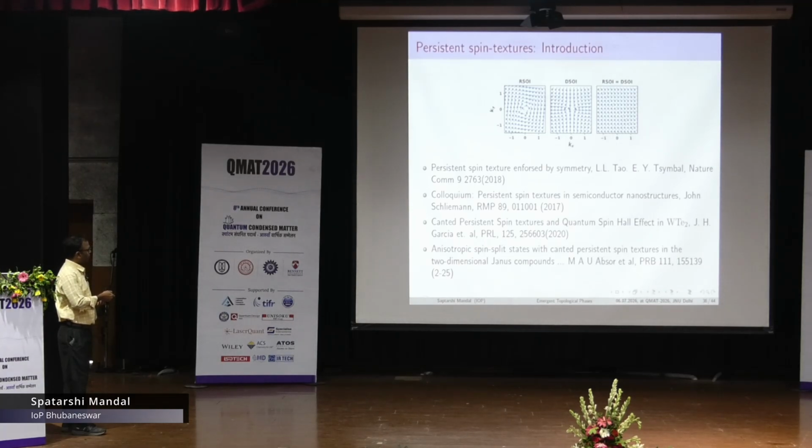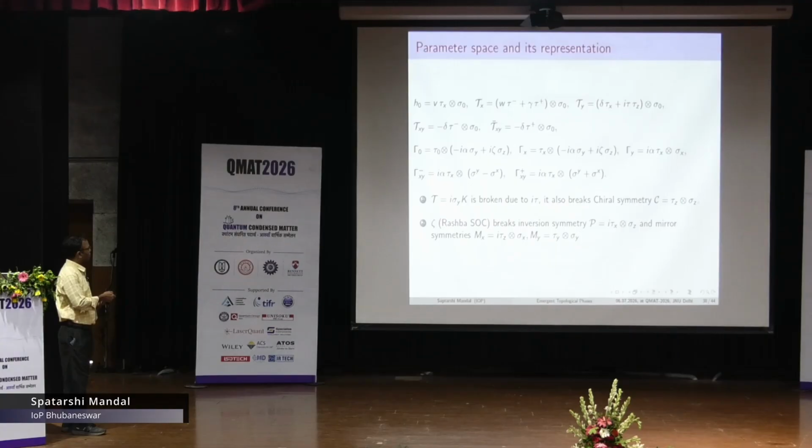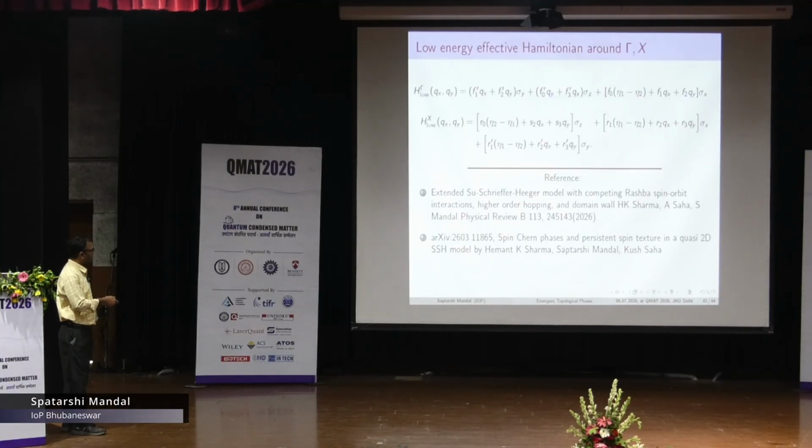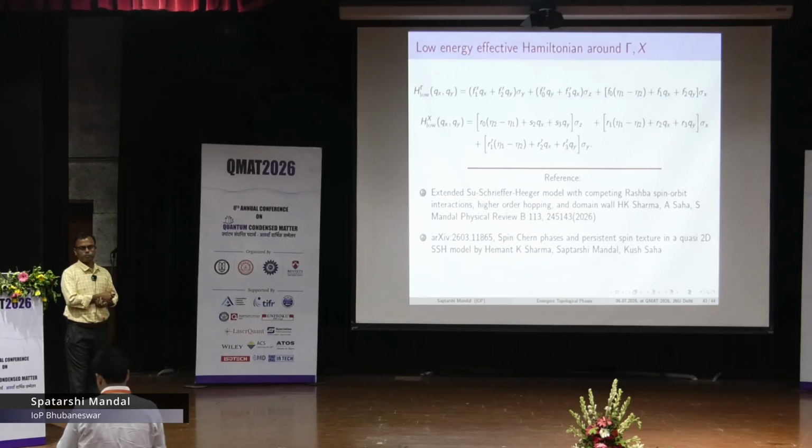Our model also shows that depending upon our parameters, there is an interesting region in the momentum space where this persistent spin structure happens, and this solely depends upon the parameter of the next to next nearest neighbor complex hopping. So, this is about it, and I can take questions now. Okay. Thank you.